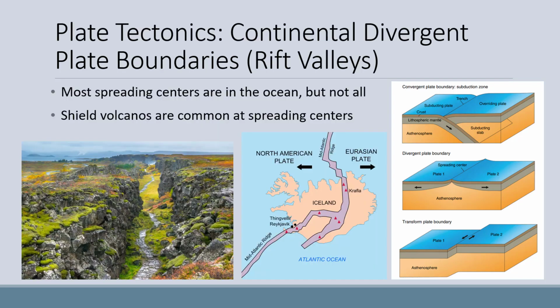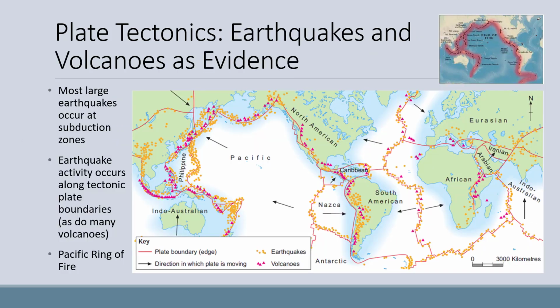Most spreading centers are in the ocean, but not all. There are some continental divergent plate boundaries called rift valleys. One such rift valley is in Iceland, where the divergent plate boundary that runs all along the Atlantic Ocean continues through Iceland. Shield volcanoes are common at spreading centers. I mentioned it before, but this map shows it really well.